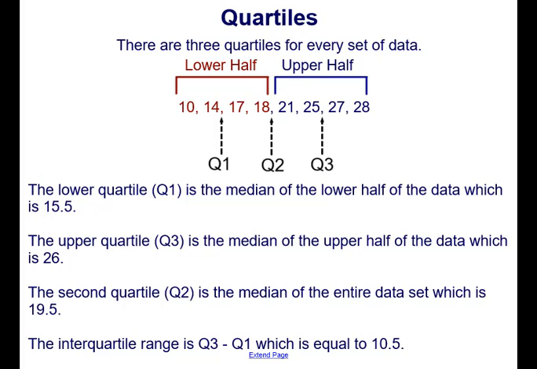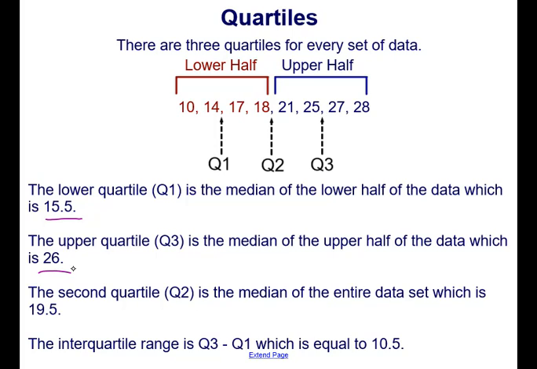So the lower quartile, or Q1, is the median or the middle of the lower half of the data. So in this case, it would be the middle in between 14 and 17, which is 15.5. The upper quartile, or Q3, is the median of the upper half of the data. So that would be the middle of 25 and 27, which is 26.